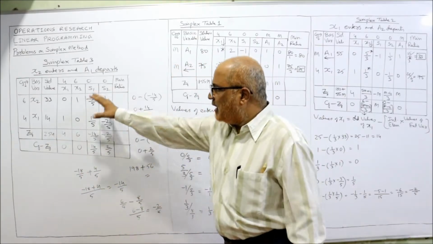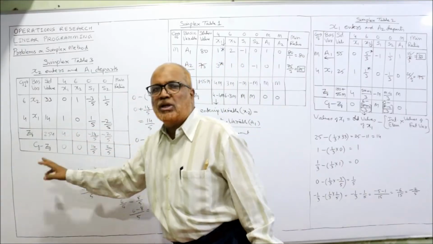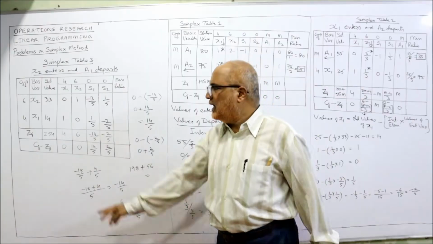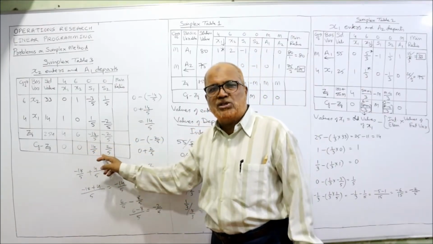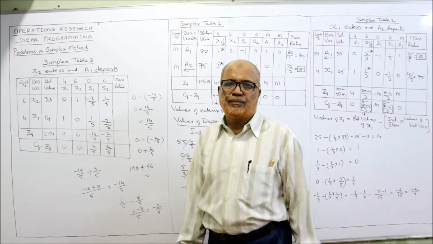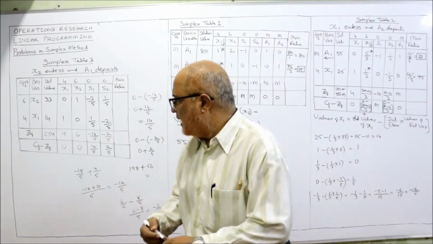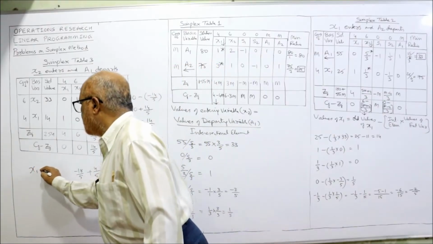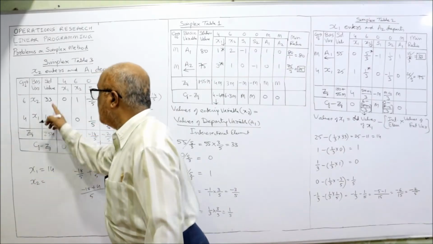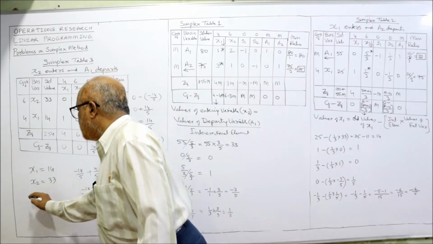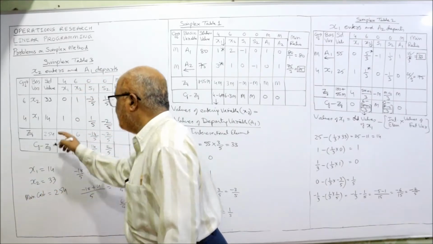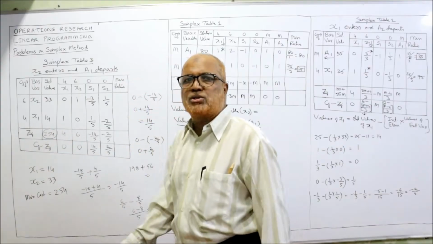So finally, after making this table, you should write the conclusion. I'm not writing, I'm dictating, you note it down. Since all the index row elements are zeros and positives, so we reached the optimum solution. The optimum solution is x1 is equal to, how much is x1 here? 14. x2 is equal to 33. And the minimum cost is equal to 254. This 254 is the minimum cost.